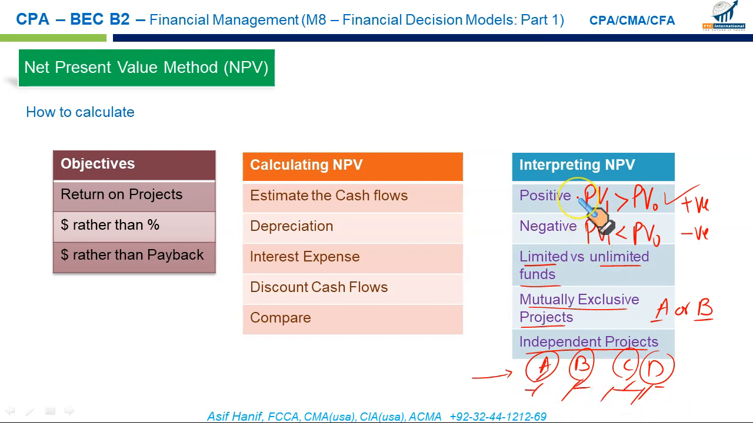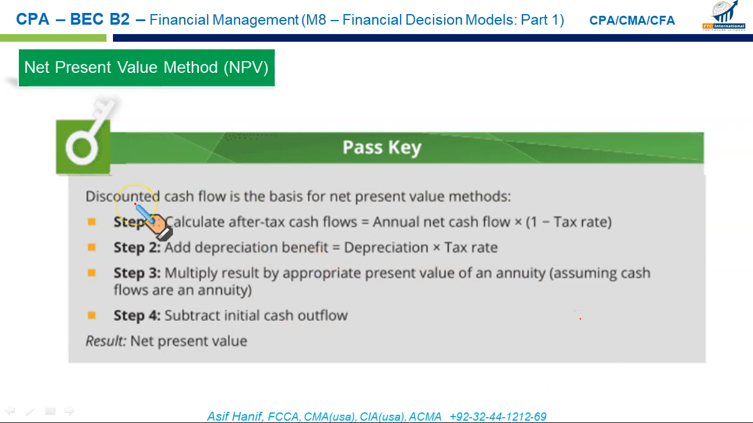So the important point here to learn is that if the NPV is positive, go ahead. If the NPV is negative, then don't. And you must also consider these other factors as well. This is a good way to remember how we can proceed with these questions. Discounted cash flows is the basis for the net present value method. First, calculate after-tax cash flows. We discussed this in the previous slides.